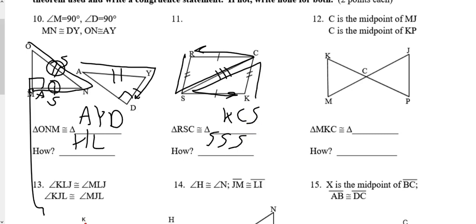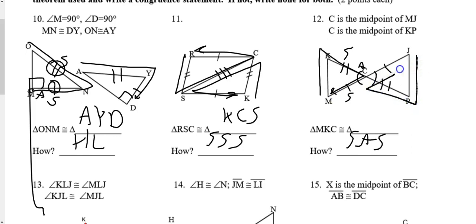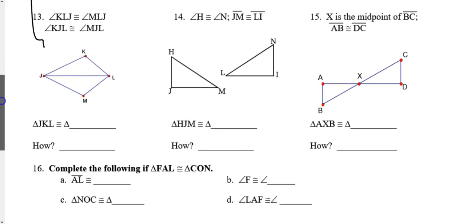Okay, C is the midpoint of MJ. That means this piece is equal to that piece. It's also the midpoint of KP, which means this piece is equal to this piece. And we know we have vertical angles here. So we have side, angle, side. So MKC. So no name highway, Highway 2, Highway 1, JPC. And all these little tricks, all the extra writing, helps you get it right if you take the time.